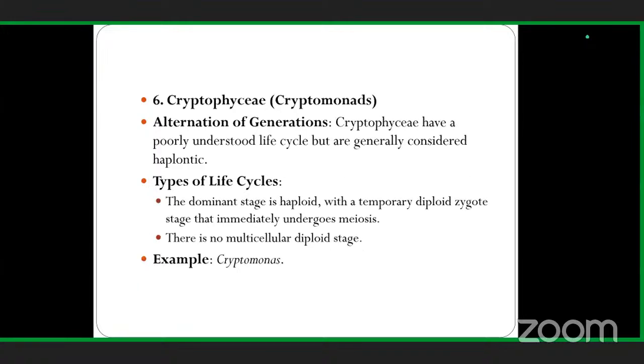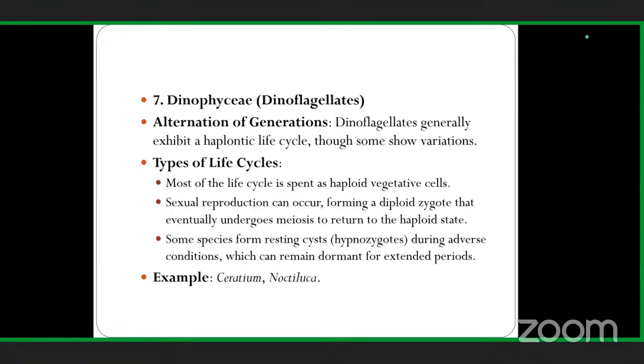So number 6 is Cryptophyceae, where Cryptophyceae have a poorly understood life cycle, but generally considered as haplontic. So basically, this is not very well documented. Research is going on, but still this is considered as haplontic. So there is no diploid multicellular stage. Example is Cryptomonas.